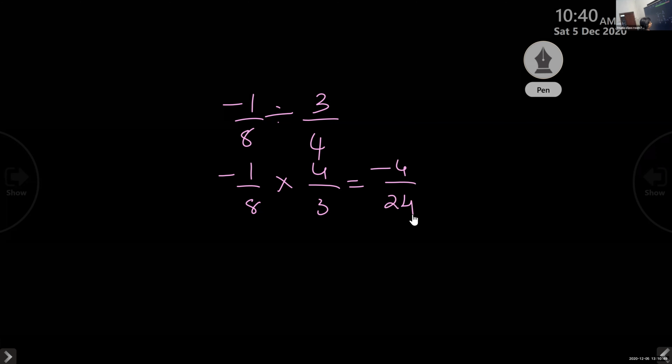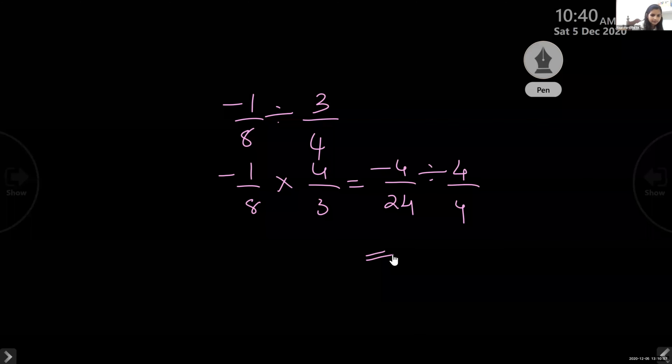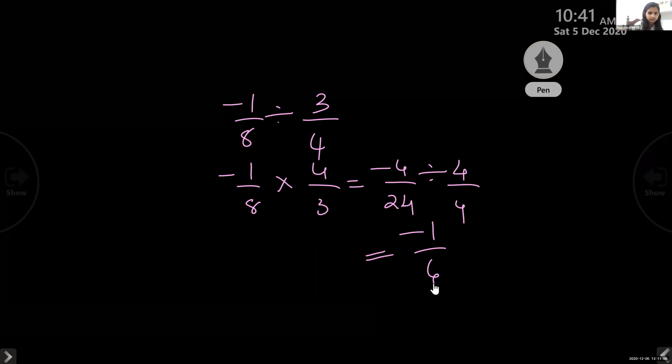A common factor is there, no? 4 is a common factor. Divide by 4, both sides. What will you get? Reduce to the lowest form: negative 1 by 6. Isn't it? Understood? Yes, ma'am. So the answer is negative 1 by 6.